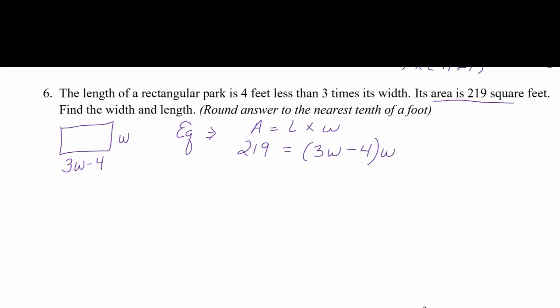And if you want to rearrange it, we can. So we'll do that. We'll rearrange. But as I rearrange, I'm also going to distribute this W here. Okay, so I'm going to get 3W squared minus 4W equals 219. Okay, this is a quadratic equation, so we need it in standard form. We need a 0 on one side, so I'm going to subtract the 219. I'm going to put it over here.